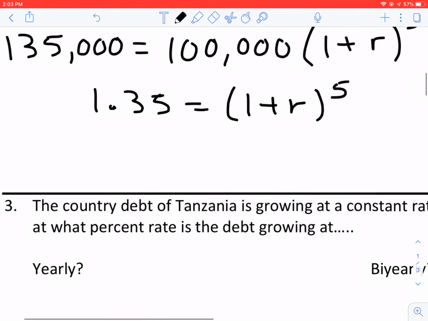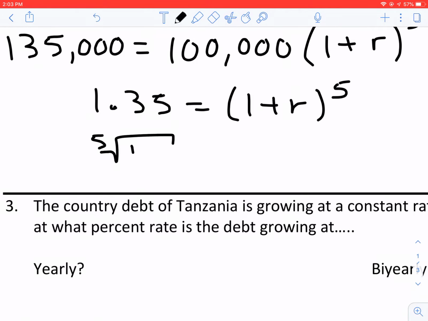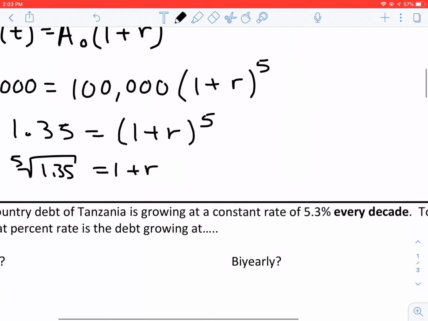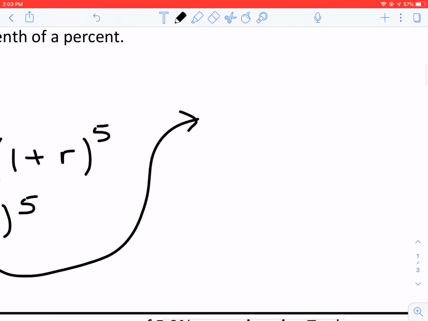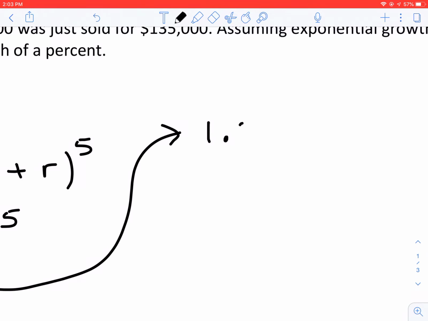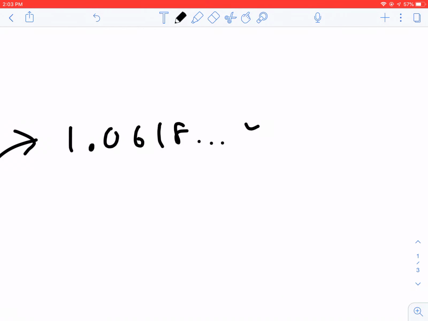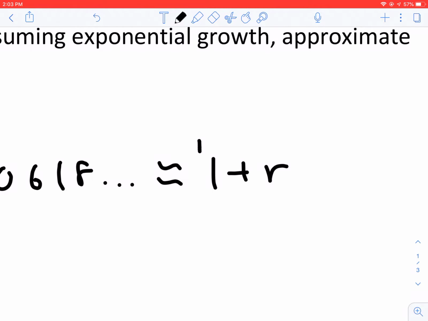Let's take the 5th root. The 5th root of 1.35 equals 1 plus R. And that's going to be about 1.0618 dot dot dot. That is going to equal 1 plus R. Right? That's going to equal our growth factor.